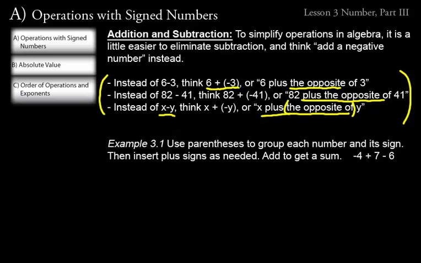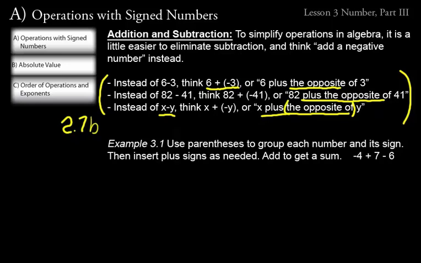Now we did this a little bit in lesson 2. Maybe you remember example 2.7b. What we want to do here to turn a subtraction problem into an algebraic addition problem, we'll use a similar procedure. We'll first group the negative sign inside parentheses together with the number that's next to it. Then we'll put a plus sign to the left of that. So let's look at an example here. Example 3.1. Use parentheses to group each number and its sign. Then insert plus signs as needed.